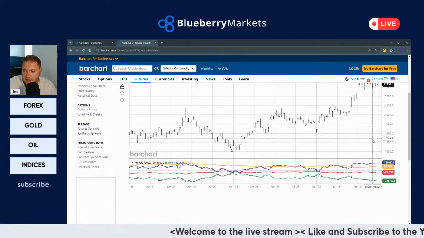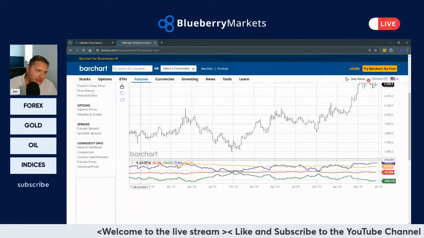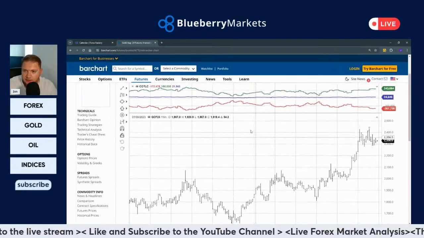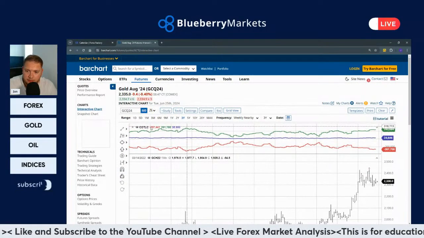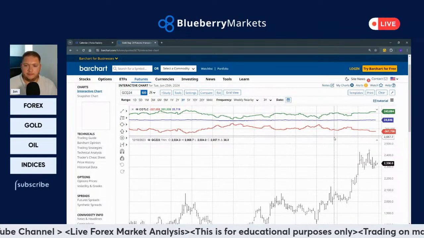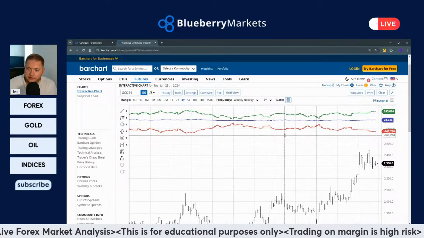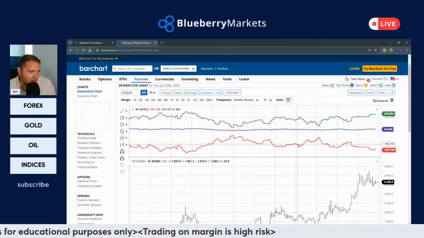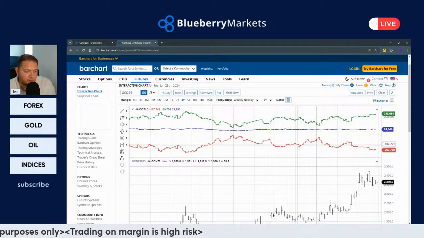Let's drag that one to the top. We don't need this one. Basically, this is the disaggregated. You don't need that. You want the legacy, commitment of traders legacy there. So basically, in a nutshell, you've got 3 lines here, right? The red line is the commercials. So they're in the markets for business purposes.